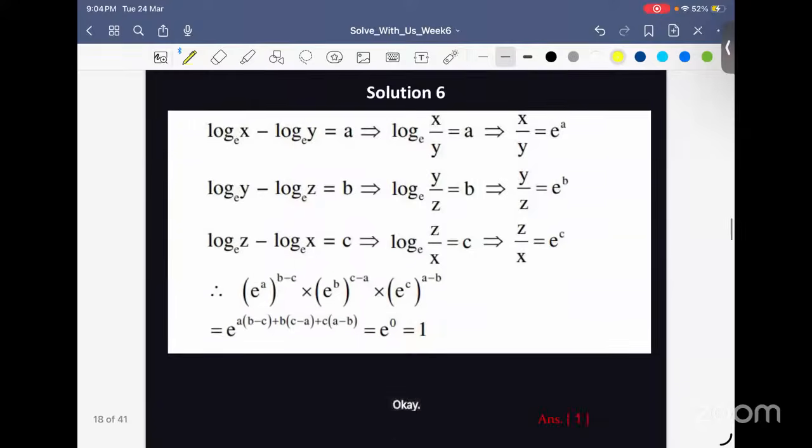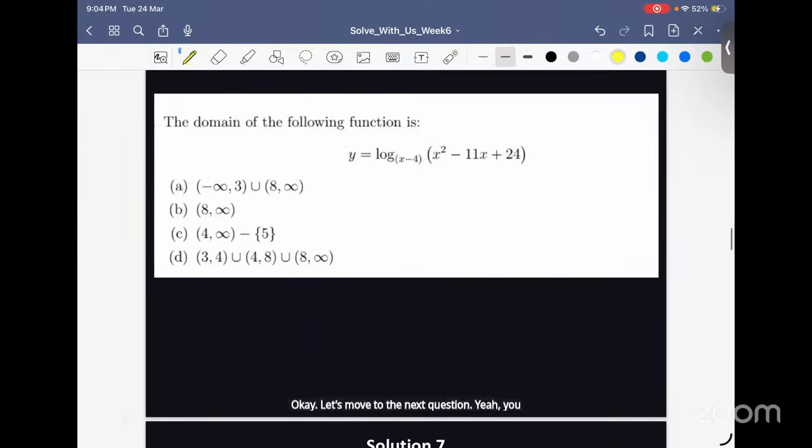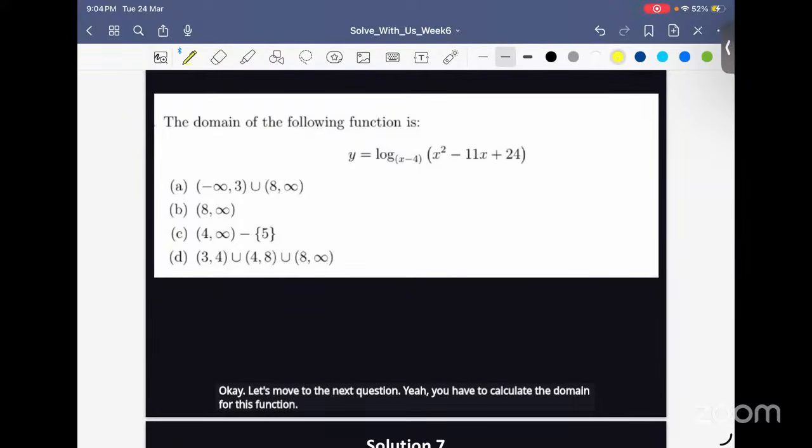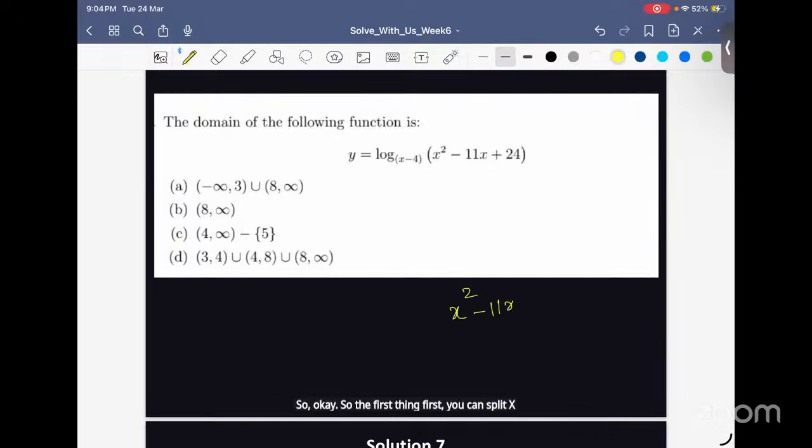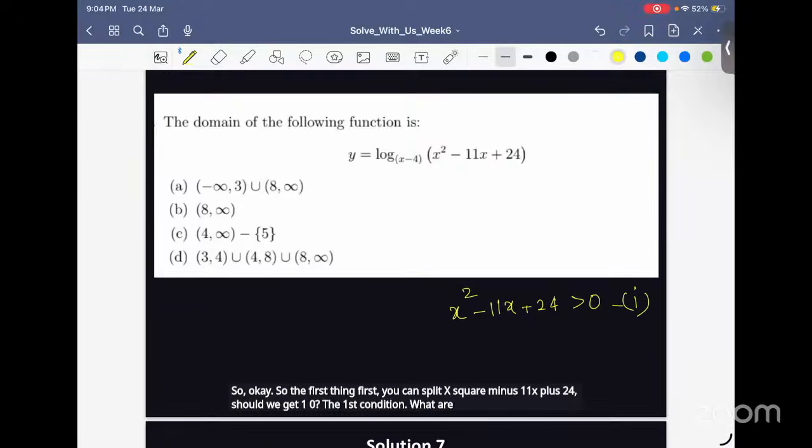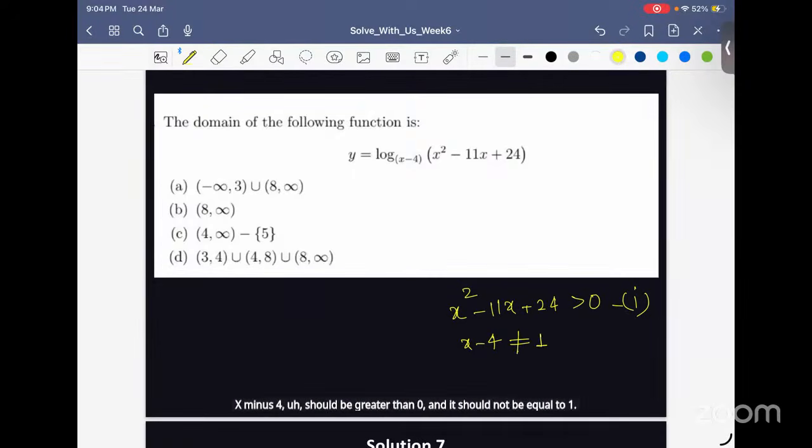Okay. Let's move to the next question. You have to calculate the domain for this function. The first thing, x square minus 11x plus 24 should be greater than 0. That's the first condition. What are the other conditions? x minus 4 should be greater than 0 and it should not be equal to 1. It should not be equal to 0 also, right? It should be greater than 0, strictly. So from these three conditions, you will get the value of the domain.